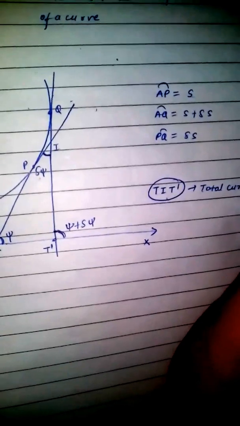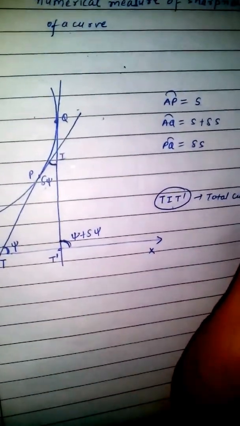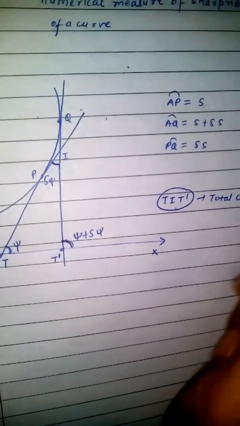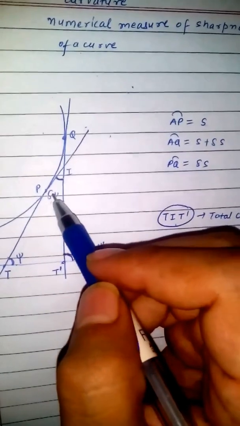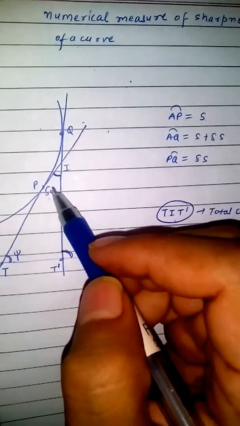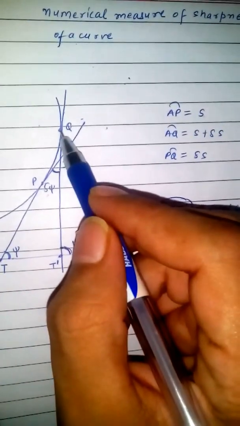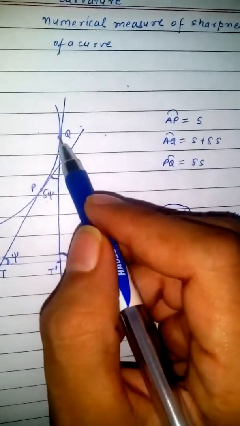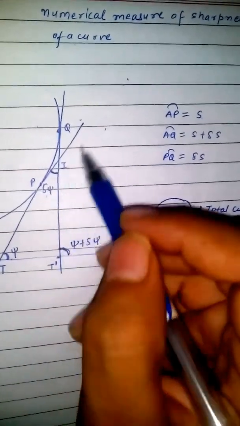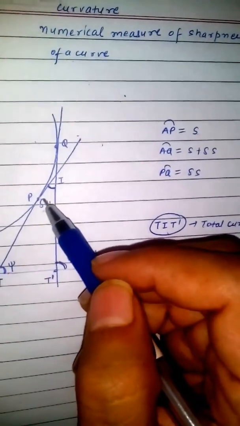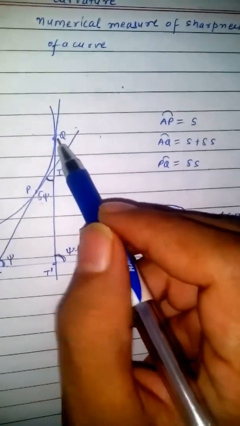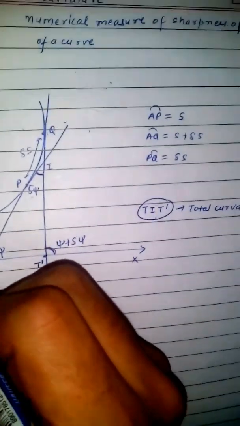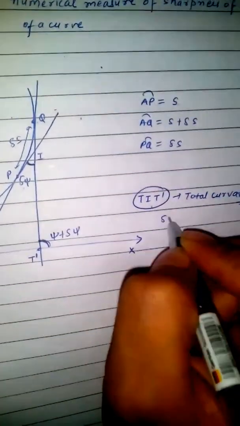Now what is total curvature? The total curvature is the angle through which a tangent turns as a point moves along the curve from P to Q. Del psi here is the angle through which this tangent turns as a point moves along the curve from P to Q through a distance of del S. So this angle del psi is the total curvature.